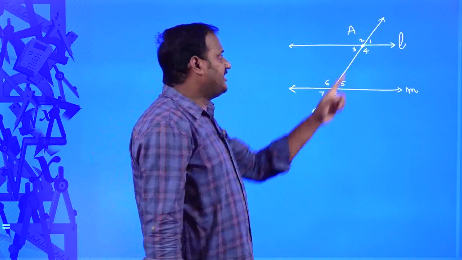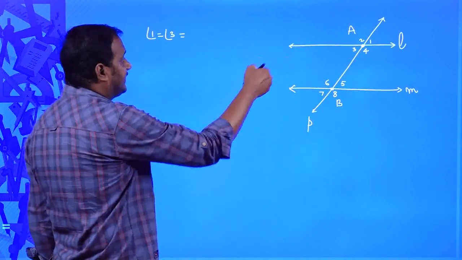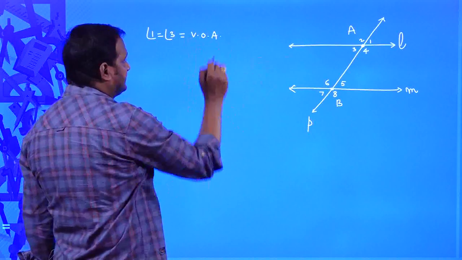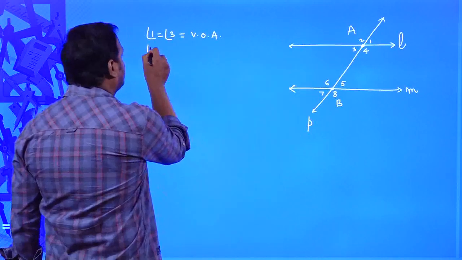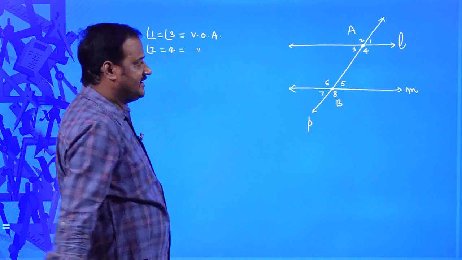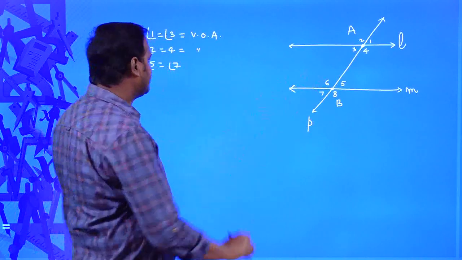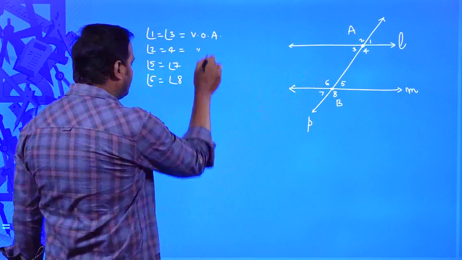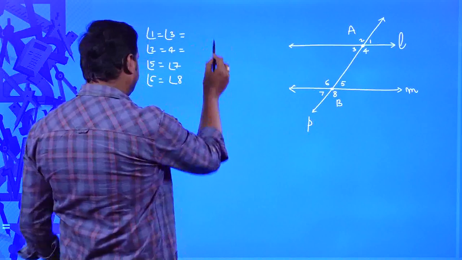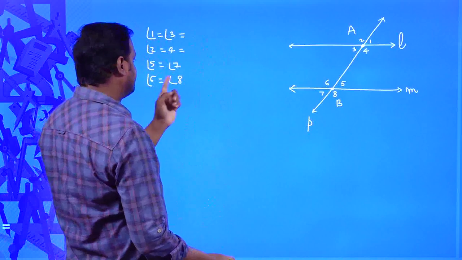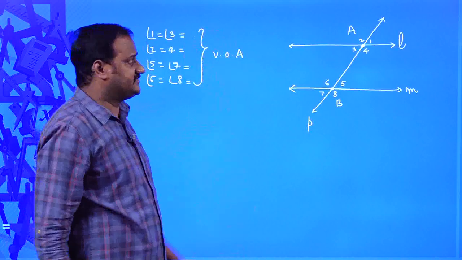Okay. See, what do you call angle 1 and angle 3? Angle 1 and angle 3 are equal because they are vertically opposite angles. We already discussed this. Angle 2 and angle 4 are also vertically opposite angles. Angle 5 and angle 7 are also vertically opposite angles. Angle 5 is equal to angle 7, and angle 6 is equal to angle 8. All these are vertically opposite angles, right? All vertically opposite angles are equal, so this pair of angles is equal, this pair, and this pair. Because these are all vertically opposite angles, that is why all of them are equal.